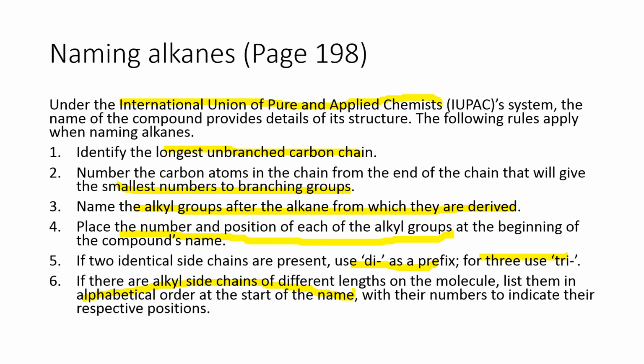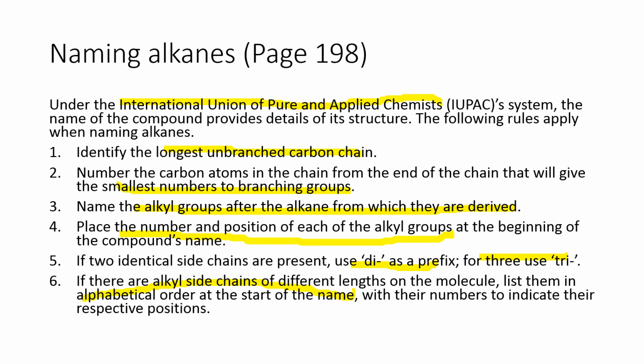So, a few steps here, not too difficult. Number 1, you have to find the longest unbranched carbon chain. So, this is point number 1. Number 2, you need to number the carbon atoms in the chain from the end of the chain that will give the smallest number to branching groups. Number 3, name the alkyl groups after the alkane from which they are derived. So you have to find the branch and then you have to name it based on this alkyl group. Number 4, place the number and position of each alkyl group at the beginning of the compound's name.